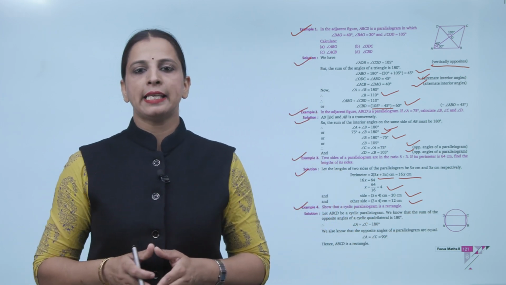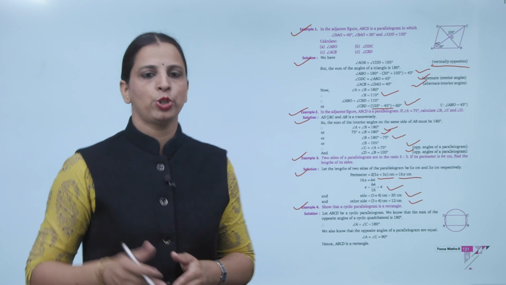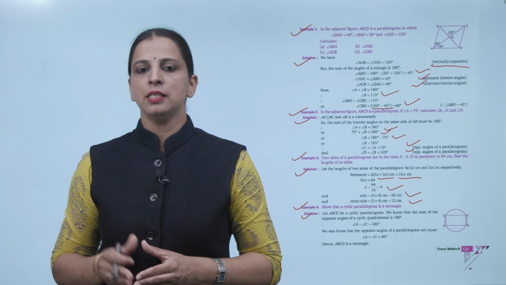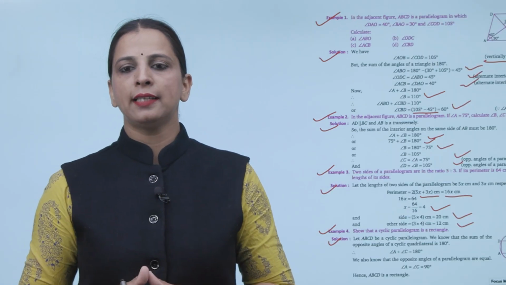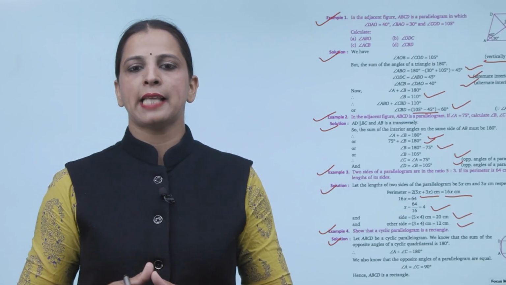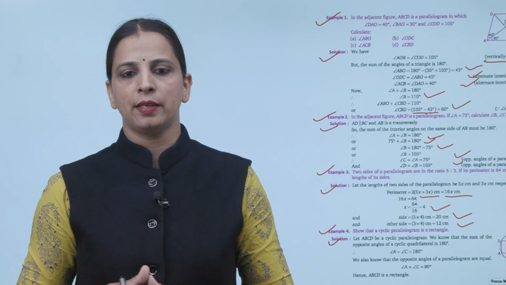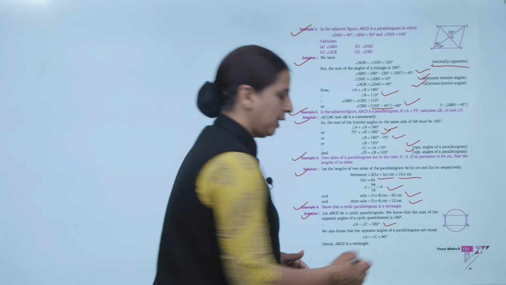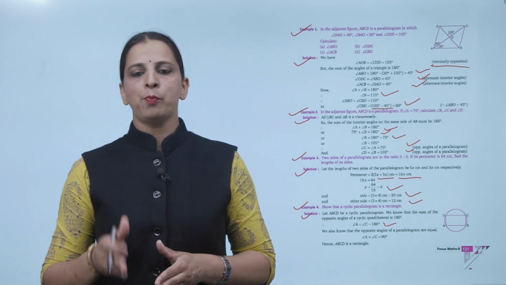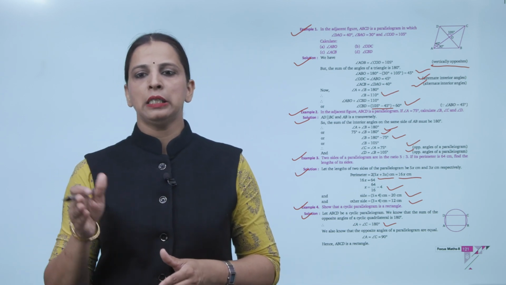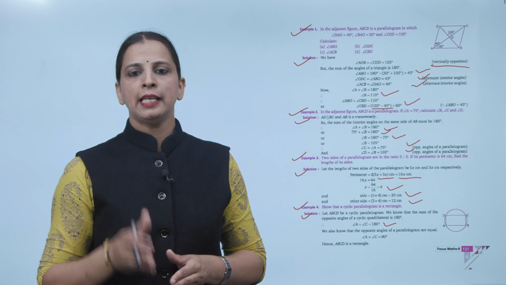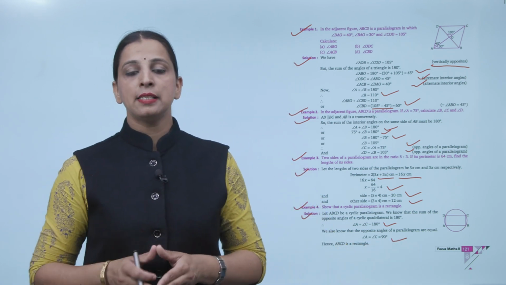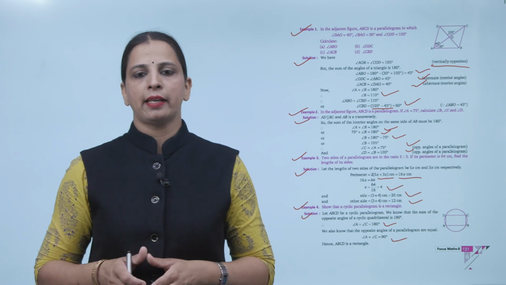Show that a cyclic parallelogram is a rectangle. Solution करते हैं. Let ABCD be a cyclic parallelogram. We know that the sum of the opposite angles of a cyclic quadrilateral is 180 degrees. So, angle A plus angle C is equal to 180 degrees. We also know that the opposite angles of a parallelogram are equal. So, angle A is equal to angle C is equal to 90 degrees. Hence, ABCD is a rectangle.